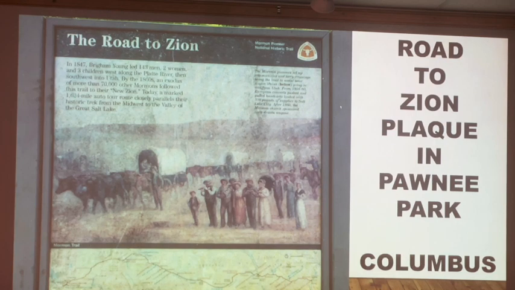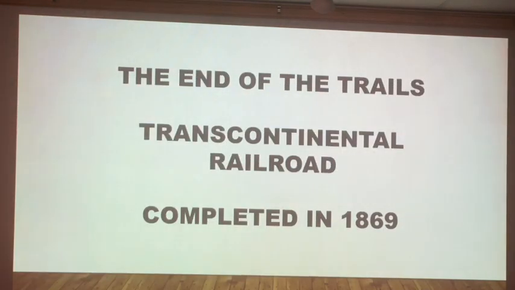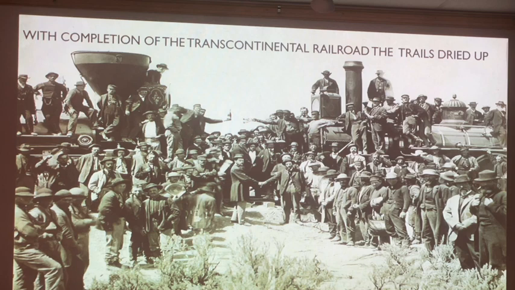The other one is the Mormon Pioneer Trails Association. We have a plaque that is in Pawnee Park again, very close to where the ferry was, the Road to Zion. The end of the trails through Nebraska territory, basically, was because of the railroad, the Transcontinental Railroad, which came through Columbus in 1866 and was completed in 1869. It was much more convenient, and this shows the linking of the two railroads.